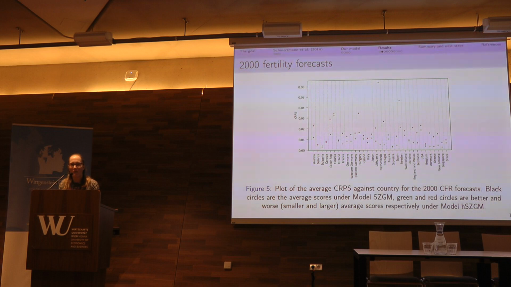And then we plot the results here with the black points being the scores for model SZGM, and then the red points are where we have done worse, and the green points are where we have done better. So you can see that it's quite even, and we do better in about half of the countries. But for some of the post-communist countries, such as Hungary and the Czech Republic, we don't do so well. And generally, we find that because our model puts more weight on the contemporary data and the trends of the recent rates, it is better suited to when the contemporary Lexis surfaces are more stationary and stable.